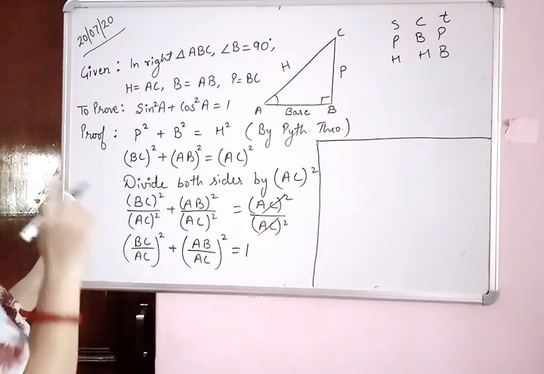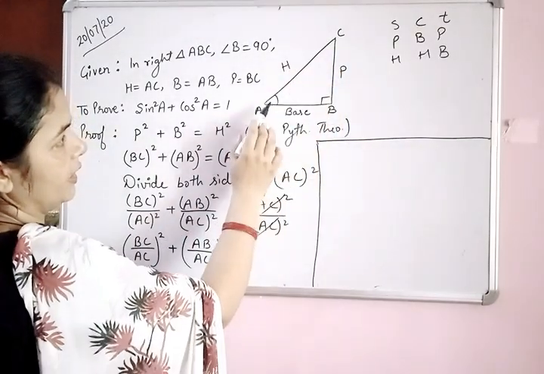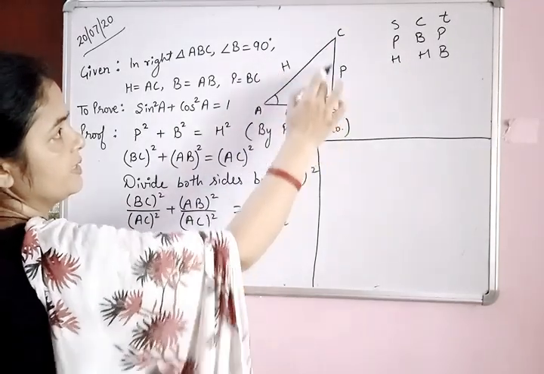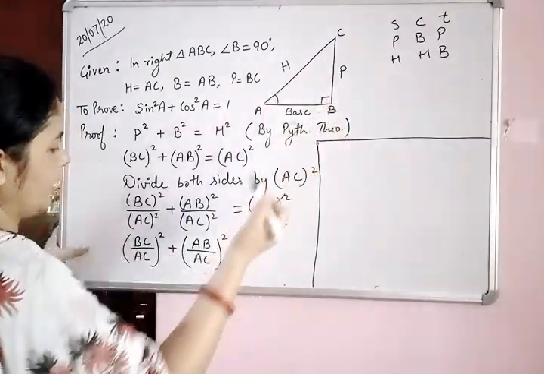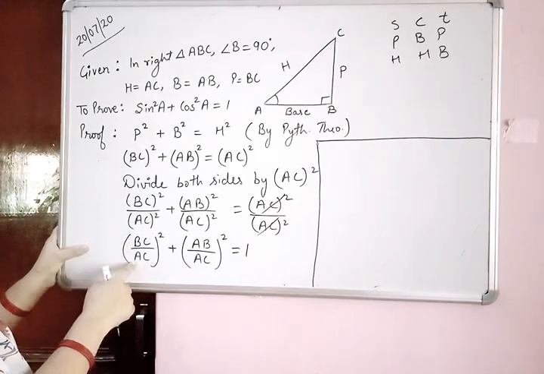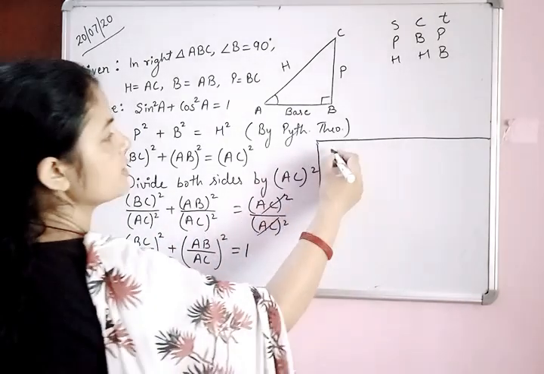Okay. So, sine is P upon H. Sine A is P upon H. P is BC, H is AC. So, BC upon AC. So, in place of BC upon AC, I can write sine A. So, in place of (BC upon AC) whole square, I can write (sine A) whole square.